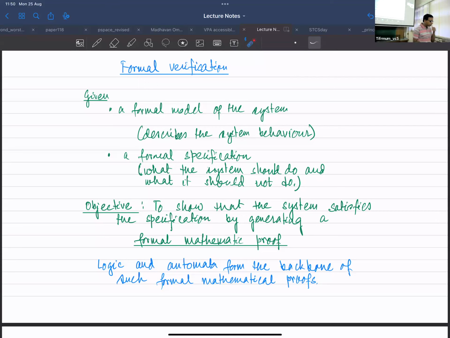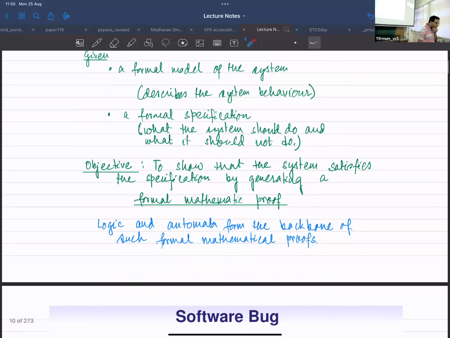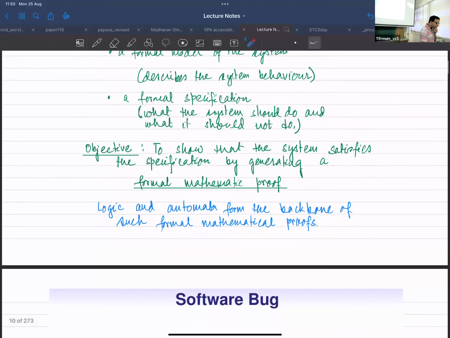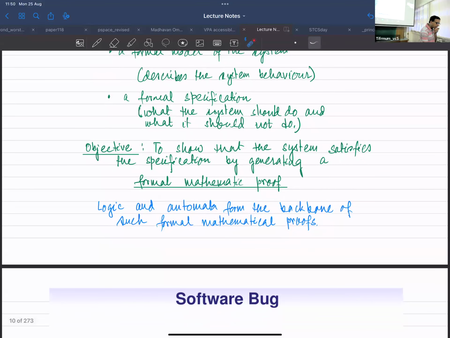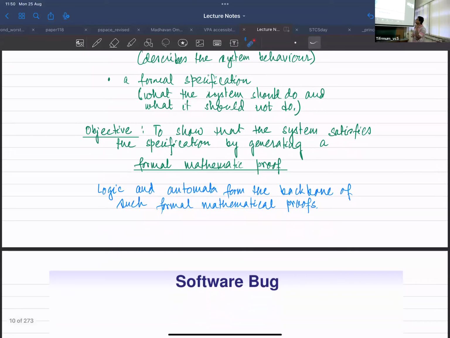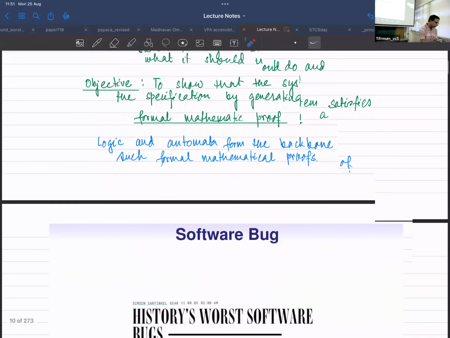Okay. So what is our objective? The specification says what the system should do and what it should not do. The objective is to show that the system satisfies the specification by generating a formal mathematical proof. And we will see that logic and automata form the backbone of such formal mathematical proofs. That's the thing that we'll start seeing from the next lecture.